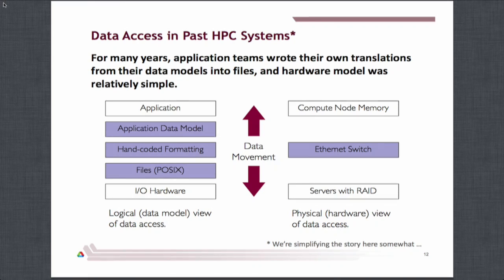Now, what does this actually translate into? That's the conceptual model, but how does this actually get done? In past years, systems were a little bit simpler than they are now, and we expected people to have their own hand-coded mechanism for mapping their data models into a file. You'd be writing into normal Unix or POSIX files. And the storage system wasn't all that complicated either. You probably had an Ethernet switch connecting your compute nodes to your servers, and likely a RAID array, some large collection of disks, on each server. That was the picture of what was going on.